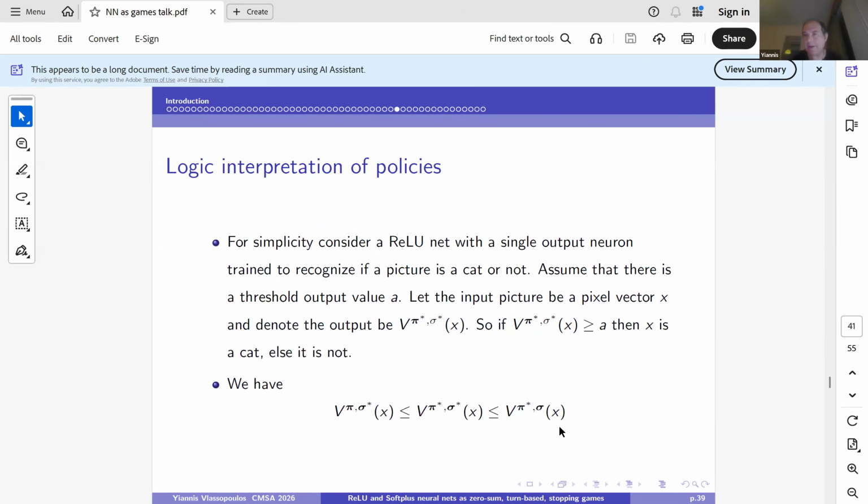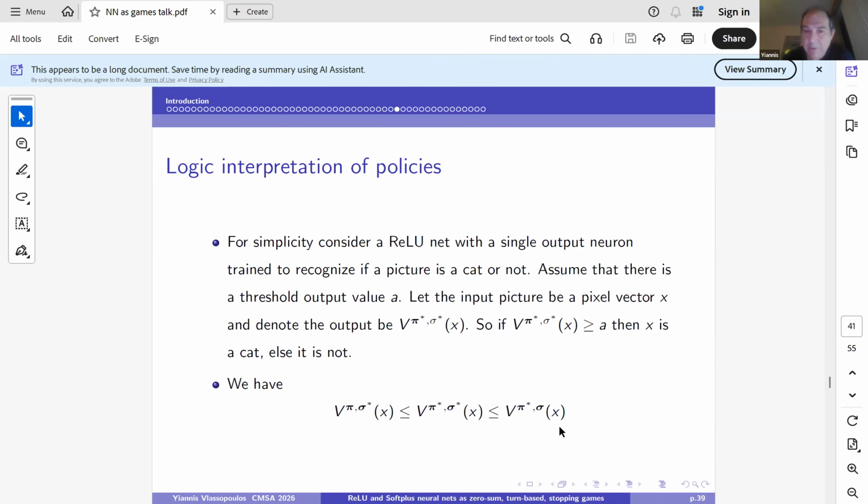Let me try to make a very simple observation. Let's say we have just one single output neuron, and we use this neuron to separate between images. The images come in as vectors x. Every time the vector x is inputted, which is now the terminal reward of the game, the input to the neural net, the output is some number. Let's say there's some threshold a: if that number is greater than a, then it's a cat, and if it's less than a, then it's not a cat.